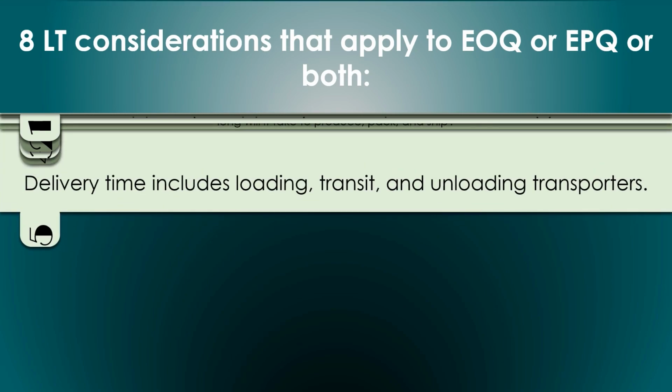Next is delivery time, which includes loading, transit, and unloading the transporter. So this period begins when the product leaves the supplier's control and ends when the buyer takes control of the items.